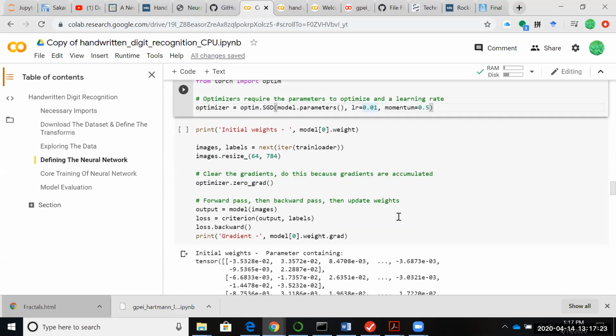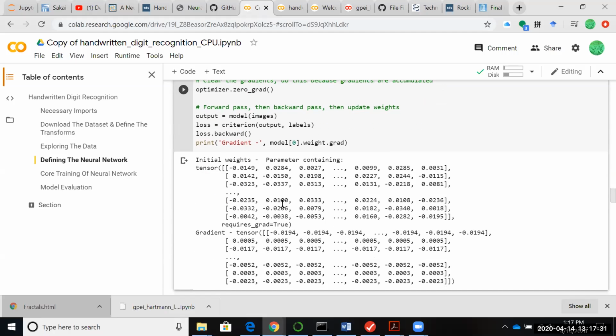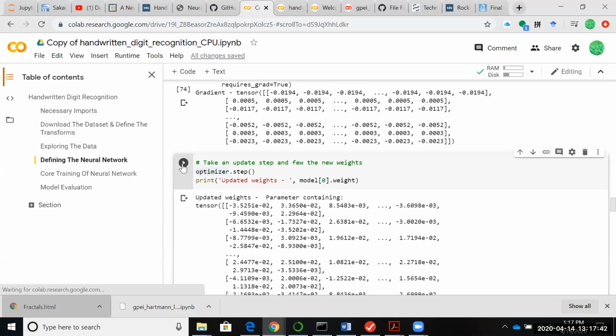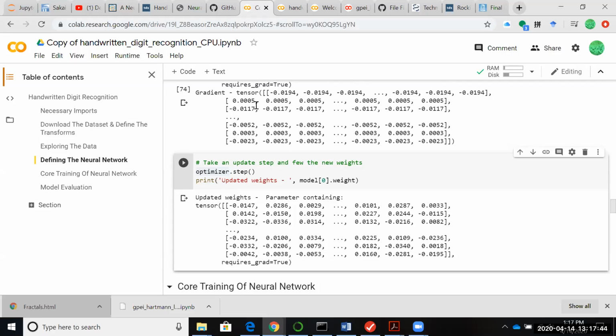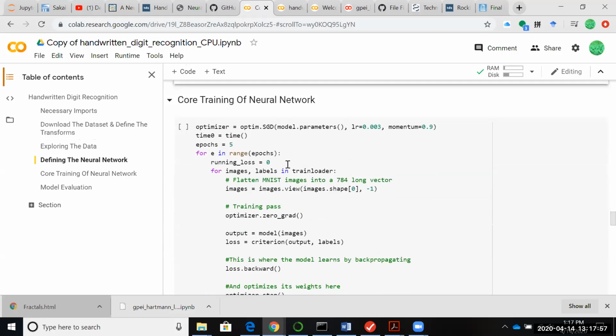And this is just to print out the initial weight for the purpose of our visualization, and then take an update step, and this is just showing, if you do one step, what does it look like? For example, if you take the gradient and then you backpropagate, the weight gets changed. Update the weight. So this just shows you a little bit of insight into what an example looks like. And then we go through this core training stage.